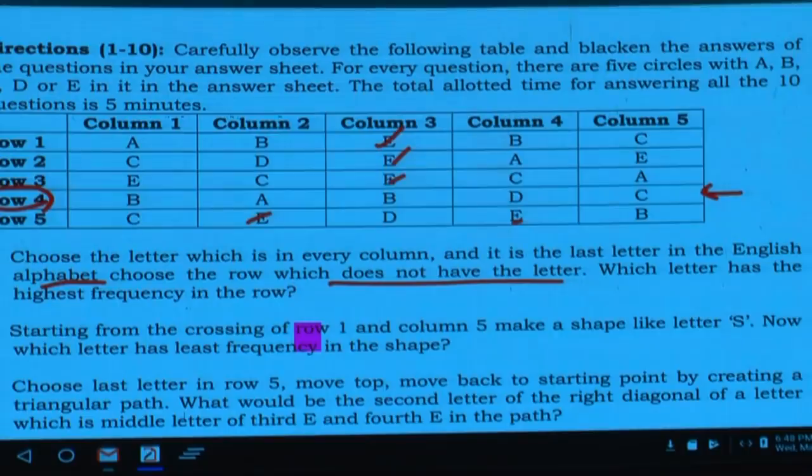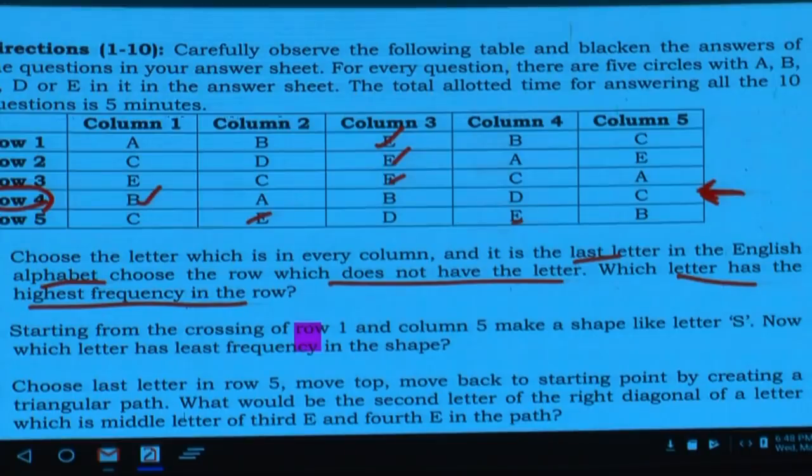Now the letters which are present in all the columns, between those two letters, the letter which is repeated the most times, that means the highest value in alphabetical order, that is the last letter E. Now we have to find out the row in which this E is not present. Tell me in which row this E is not present. In row 4, E is not present. Hence, which letter has the highest frequency in that row? Now in this row 4, tell me which letter has the highest frequency.